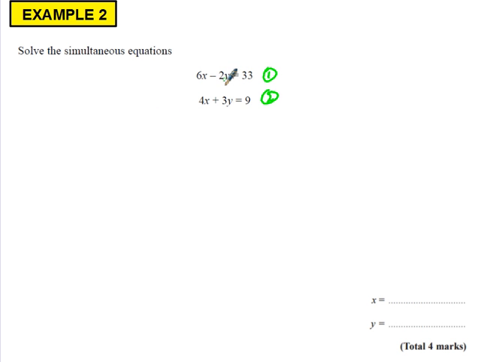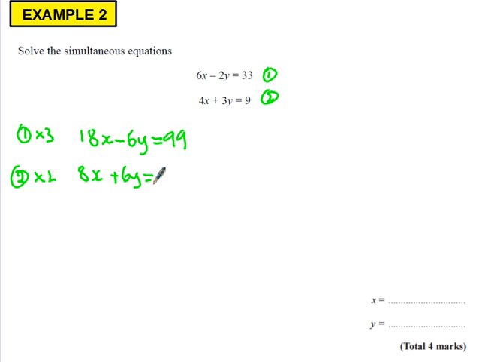What's the lowest common multiple of 2 and 3? What's the smallest number that 2 and 3 go into? Well, actually it's 6 again. So we're going to do equation 1 and multiply it by 3 to get 6y. It's going to be negative 6y's. So 3 times everything in equation 1 gives us 18x minus 6y equals 99. I'm going to times equation 2 by 2 to get the 6y's. So 8x plus 6y equals 18. We've now got the same amount of y's, except one's negative and one's positive.